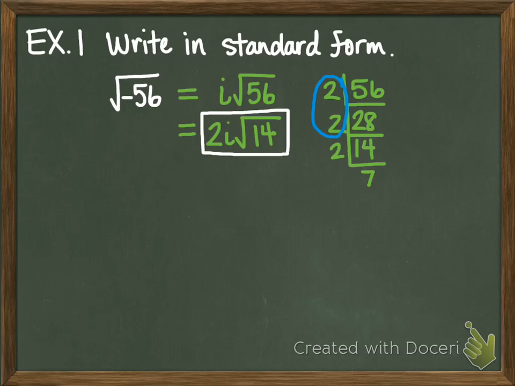Sometimes in your textbook you'll see the i at the very end, so it'll be 2 times the square root of 14, then the i. Sometimes people get confused and think that the i is underneath the radical, so we just go ahead and write it in front of the square root.